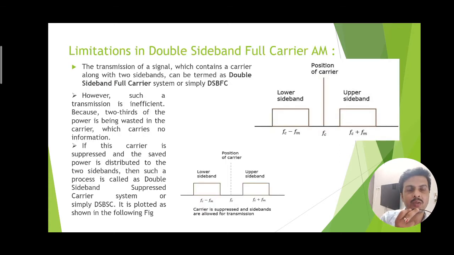Though in amplitude modulation there are two sidebands and one unmodulated carrier, there is a wastage of power which occurs in amplitude modulation due to the presence of this unmodulated carrier. Now this can be reduced if we suppress the unmodulated carrier. The double sideband suppressed carrier signal will be generated, which will carry the message information, but the percentage of efficiency will be much higher compared to the double sideband full carrier signal. So that is why the unmodulated carrier is a limitation for the double sideband full carrier signal.